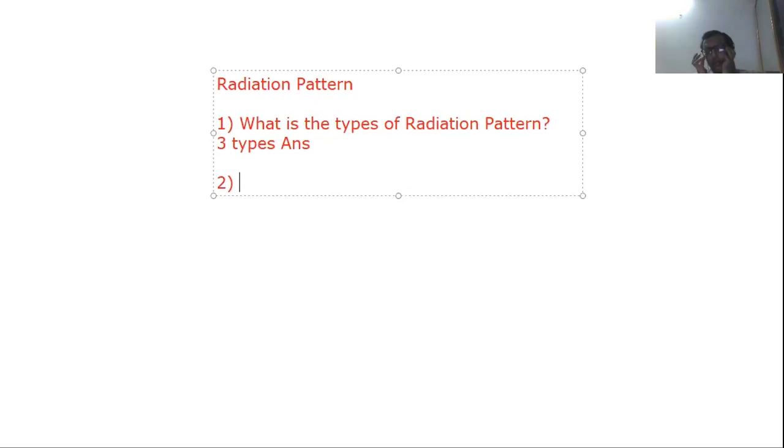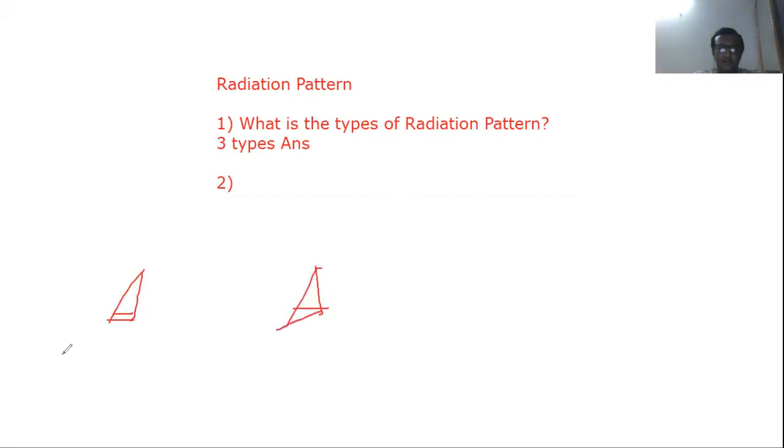Now, first of all, what is the meaning of radiation pattern? It is the ability of the antenna to radiate power, and it can be represented graphically. So it is known as radiation pattern. See this. Consider this is the transmitting antenna. Consider this is the receiver antenna.